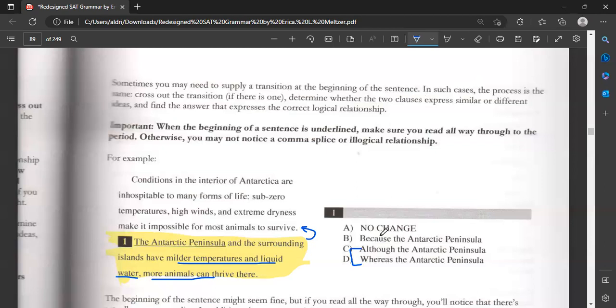So B is correct. But if we say, "although it has better conditions, more animals can thrive there," that doesn't make sense. And for that same reason, it's the same as saying, "whereas this has better conditions, more animals can thrive there." So because of this part being here, this is what makes C and D incorrect, and this is what makes B correct. Are we all together? Yes, we are. All right, awesome.